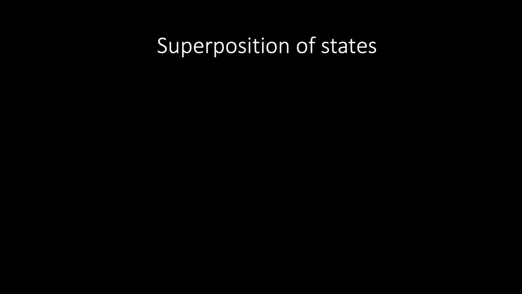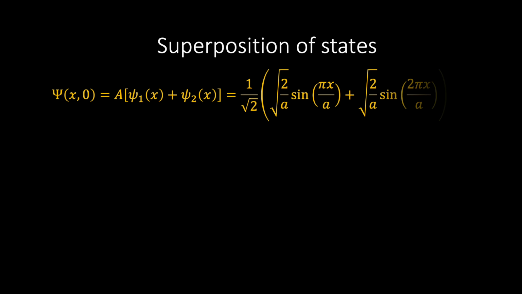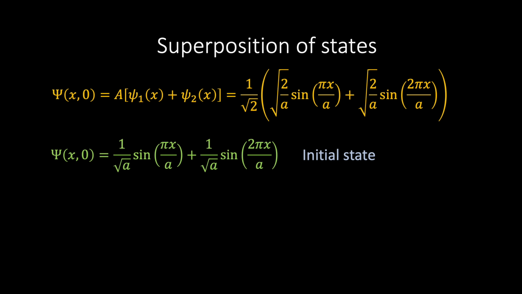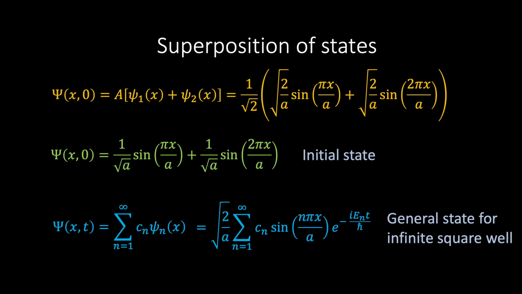Once we've worked out the normalization constant, we can sub this back into our original wave function expression and we get the following result. And after expanding out the bracket, we arrive at the following green expression, which summarizes our initial state wave function. Next, we want to match this up with the most general solution of the Schrodinger equation. We know from our earlier analysis of the infinite square well potential that the general solution is a superposition of eigenstates, which, in the specific case of the infinite square well, takes the following form.